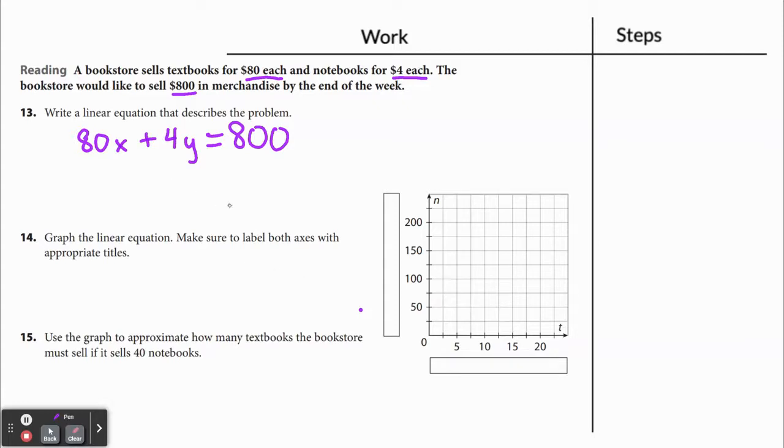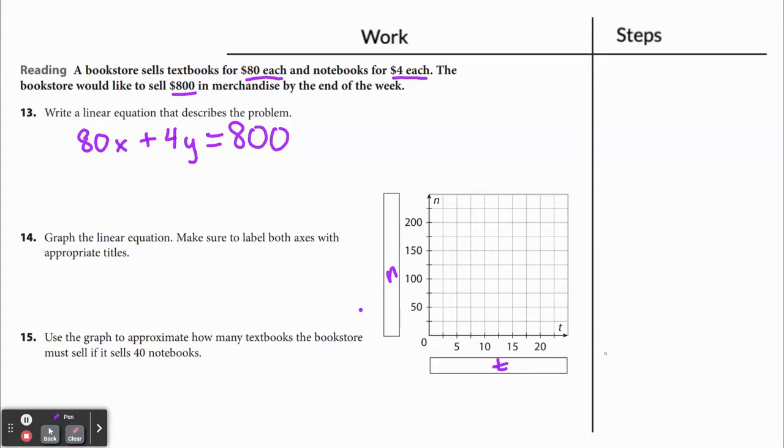So in this case, we have our linear equation in standard form that we're going to then go ahead and graph here. So to do that, I am going to make sure I have my y value here. Looks like I made this notebooks, so I'm going to say n for notebooks. And my x value here is going to be textbooks, so I'm going to say t for textbooks. And now let's go ahead and graph this.